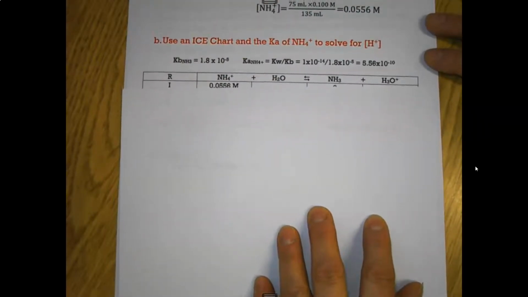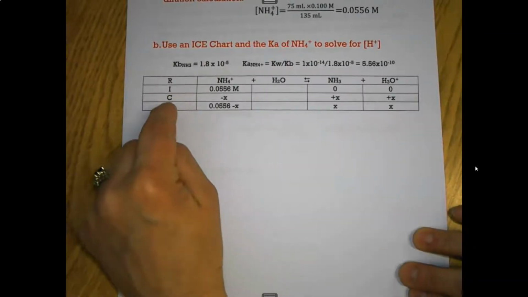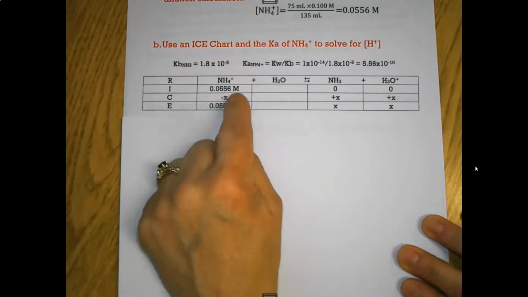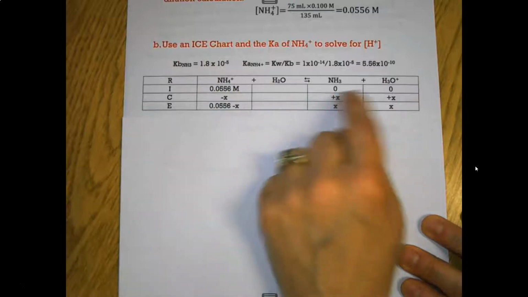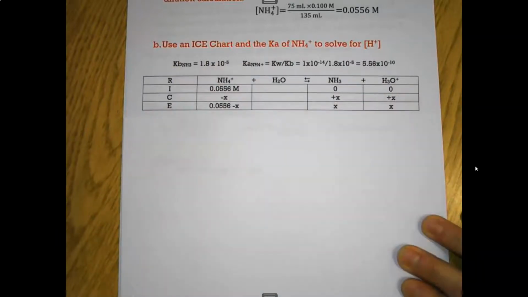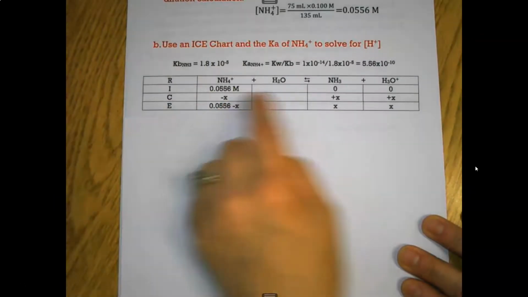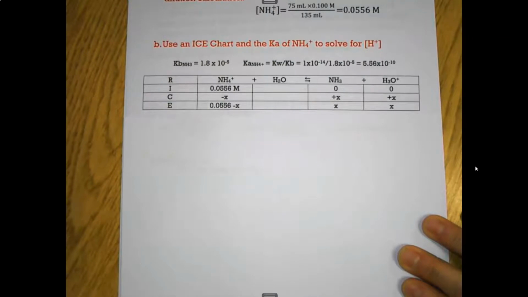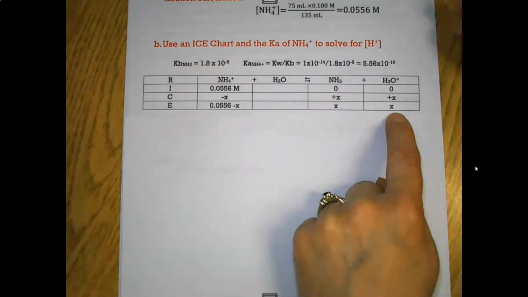So now I'm going to solve an ICE chart, or a RICE chart, right? The reaction, initial, change, equilibrium. So initially, I have a concentration of ammonium ion of 0.0556, nothing of the other two. I'm going to lose a certain amount of ammonium. I'm going to gain equal amounts of ammonia and hydrogen ion or hydronium ion. And so at equilibrium, these are the numbers I'm dealing with.